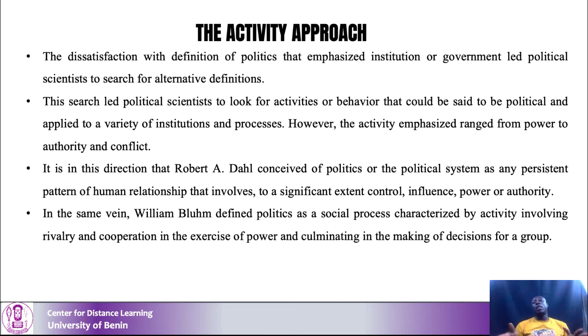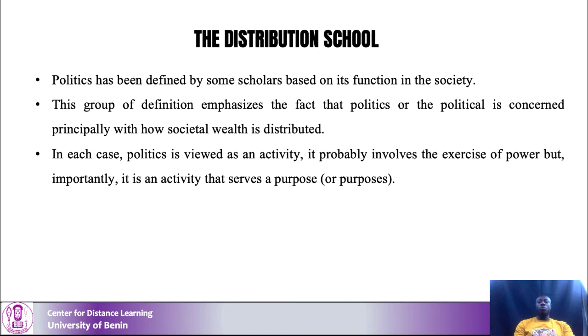Of course, these are very germane phenomena in politics. Like I said, control, influence, power, or authority are key aspects of politics. In the same vein, William Bloom defined politics as a social process characterized by activity involving rivalry and cooperation in the exercise of power and culminating in the making of decisions for a group.